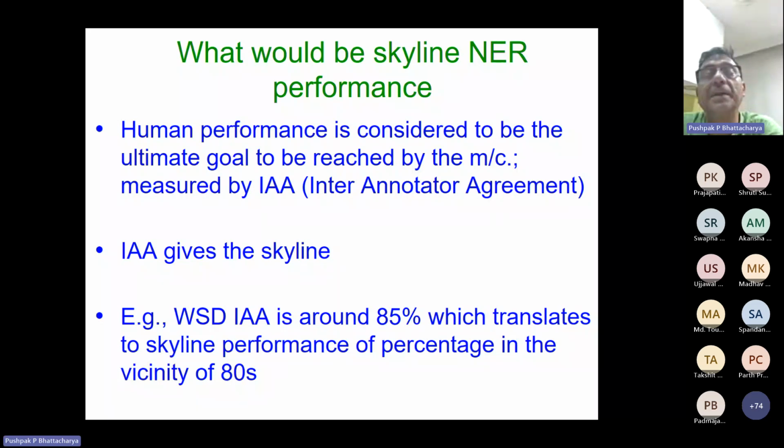Now, inter-annotator agreement is a measure which observes how many times two annotators have agreed with respect to the label and how many times they have disagreed. Based on this, a number is computed, and IAA gives an indication of the skyline performance. If the inter-annotator agreement is 85%, then the machine's performance will be in the vicinity of 80%. This has been seen for word sense disambiguation.